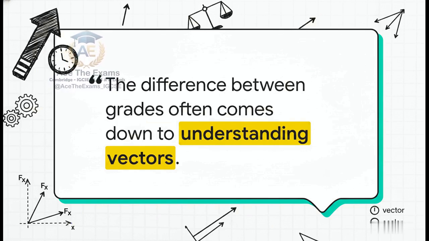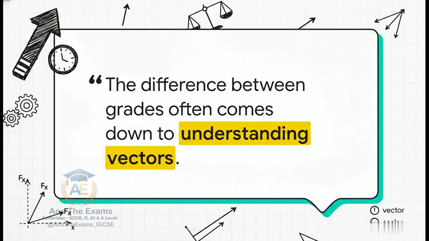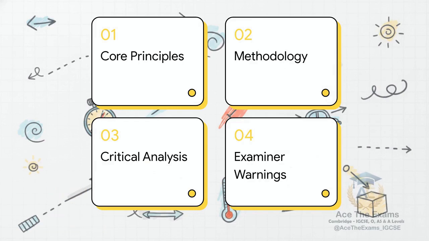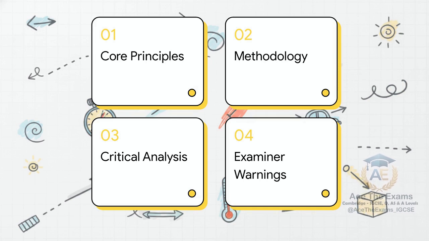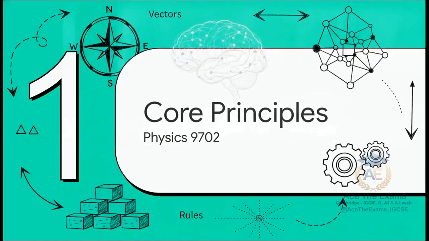So the stakes are incredibly high here. But once you master the specific examiner blueprint, you hold the keys to unlocking those top-tier grades for sure. All right, so here is our 4-step master plan for exam success today. Number 1, core principles. Number 2, technical methodology. Number 3, critical analysis. And number 4, top examiner warnings. Let's get into it. Starting off with Section 1, core principles.